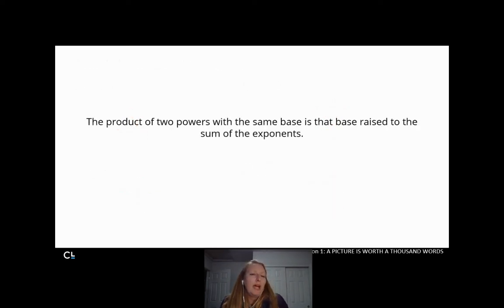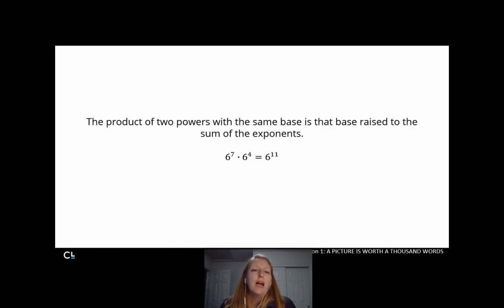The product of two powers with the same base is that base raised to the sum of the exponents. Now that sounds fancy, but actually, you know this one. If I have 6 to the 7th power times 6 to the 4th power, because the bases are the same, I can just add my exponents together. So this becomes 6 to the 7 plus 4 power, which is 6 to the 11th power.